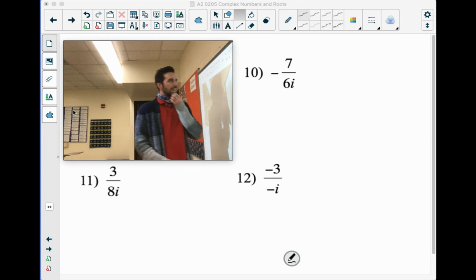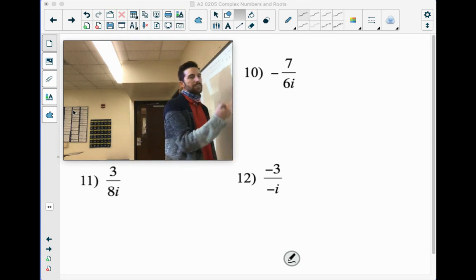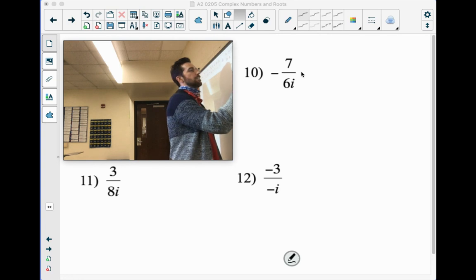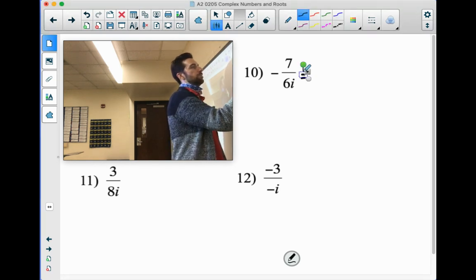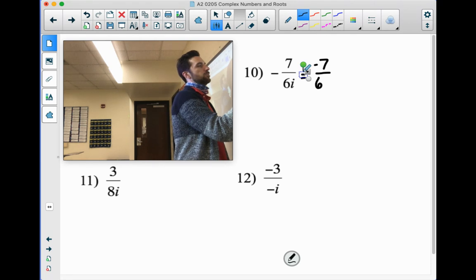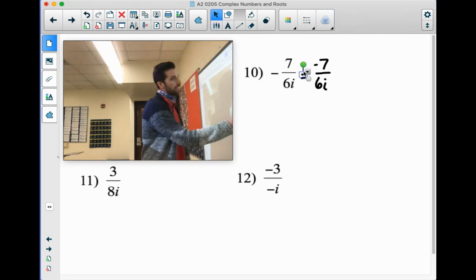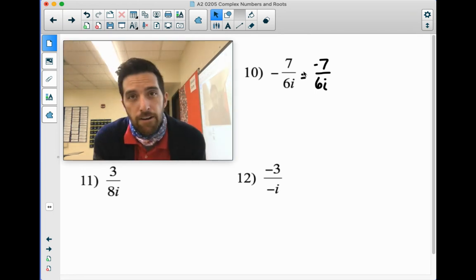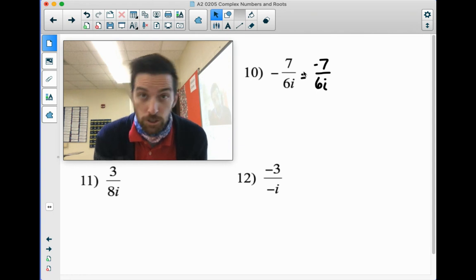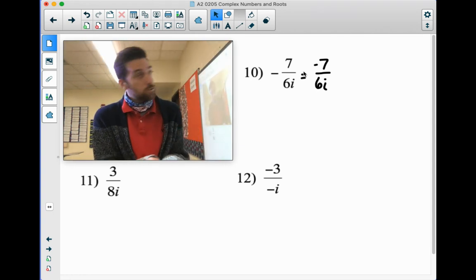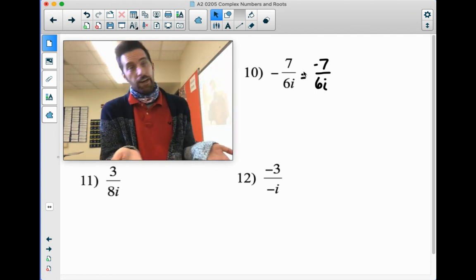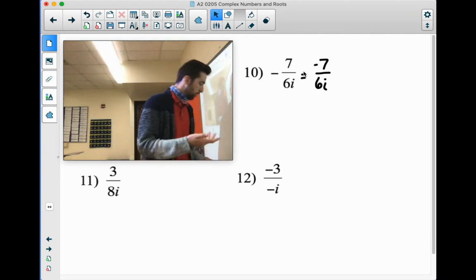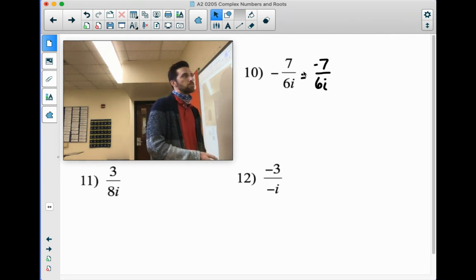Negative 7/6 i. So the negative is out in front there, but really we can kind of think of that in the numerator. So it would be like negative 7 over 6i. Now, we can multiply by negative 6i here in the numerator and denominator. I'm going to let you in on a little secret, though. All we have to do is get rid of the i there. So what we can do is just multiply by negative i, because this is positive 6i, and we want it to be a negative. So we're going to multiply.